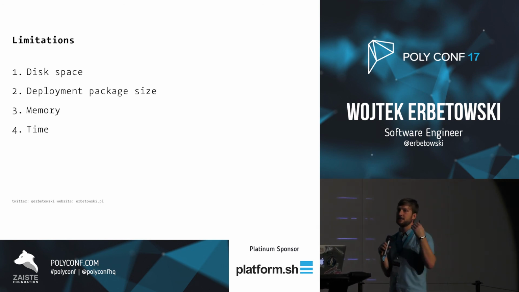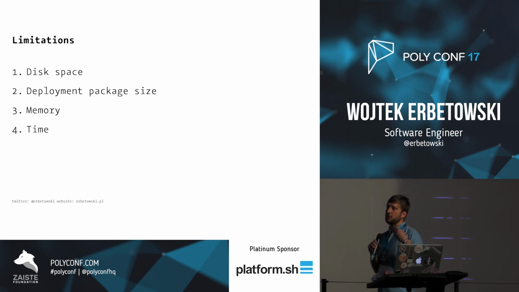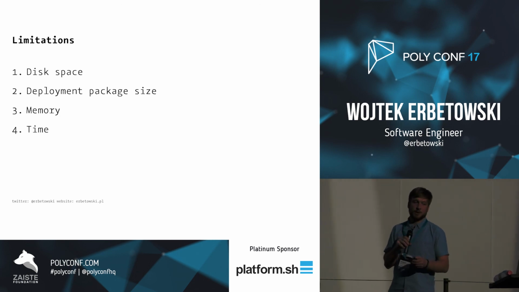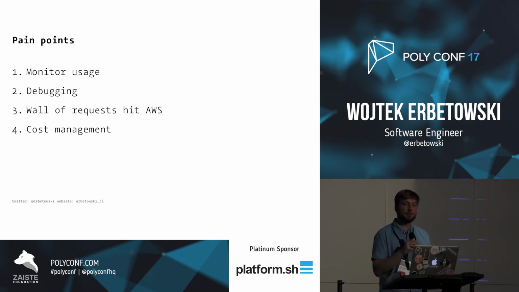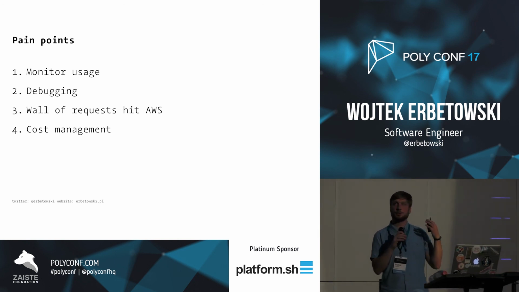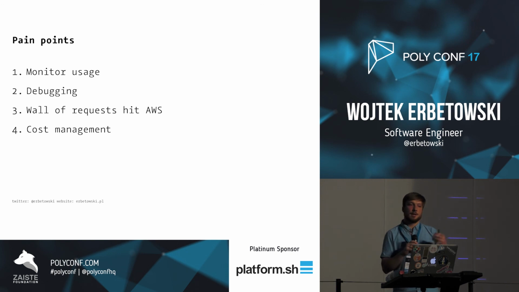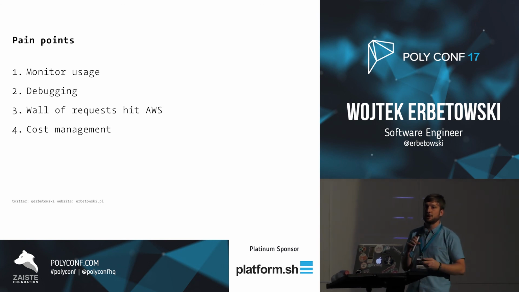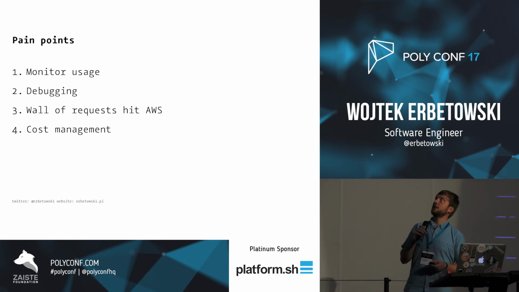There's not much disk space, and memory is being limited. Time for function execution, we can configure most of them. But then again, there are still pretty strict limits after that. Cool. And some important pain points is it's really hard, for now at least, to monitor current usage, to see how many functions are running or were running historically. It's hard to debug. It's hard to actually SSH to a running instance to see what's going on there, because you just abstracted from the server, so it's harder to manually see what's going on.